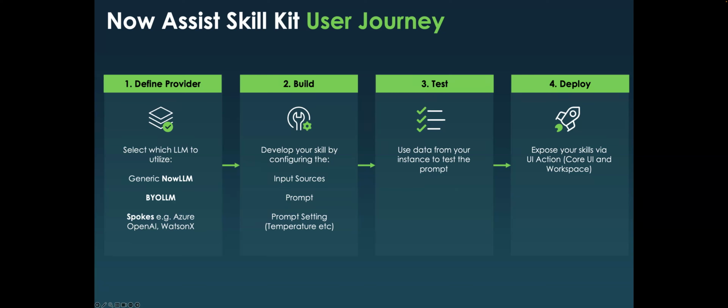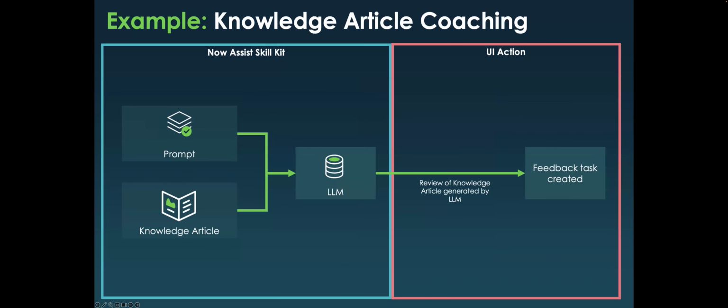But in each of those, as an example, define the provider in the first place. It could be the ServiceNow LLM, of course, the Now LLM, but it could be bespoke ones. It could be your own ones. It could be the Azure OpenAI, etc. That's all available. And then we're going to develop the skills by giving an input source, using a prompt. And we'll talk about temperature and how creative we want that response to be, and then using test data to make sure that we can ground that specifically and then deploy into the UI and workspace.